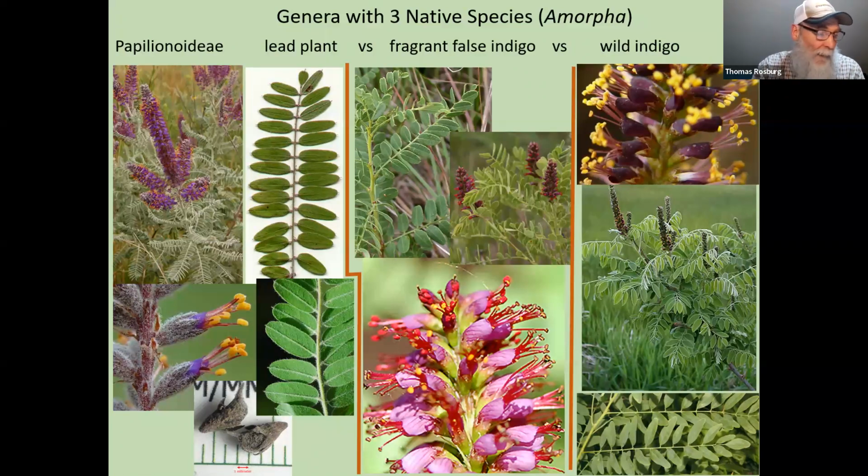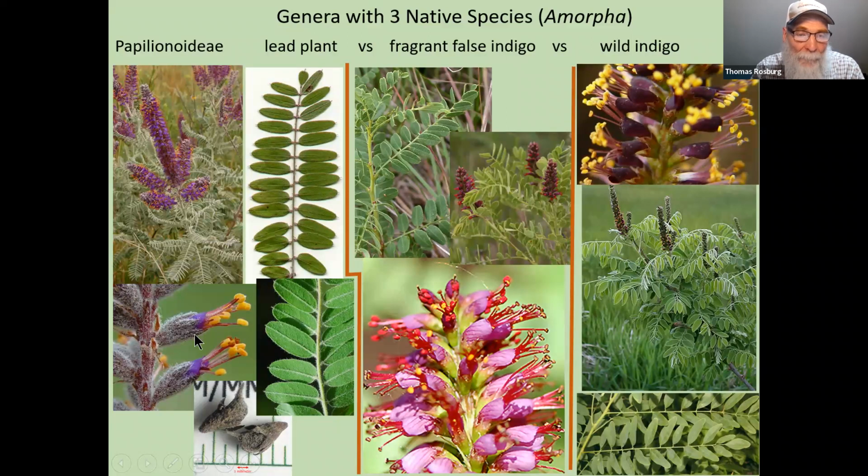In your handout, in table 1, I use the term suffrutescent. Suffrutescent means that basically the base of the plant tends to get kind of woody, but the upper part of the plant stays herbaceous. That's definitely true for lead plant and fragrant false indigo. For wild indigo, the whole plant gets woody. It's a full-blown shrub.